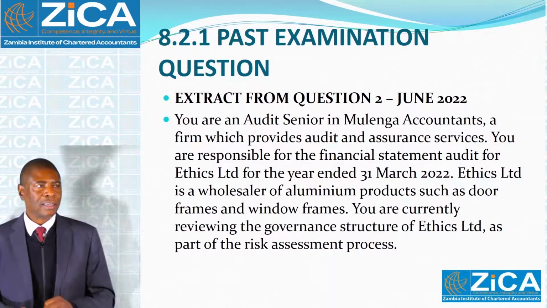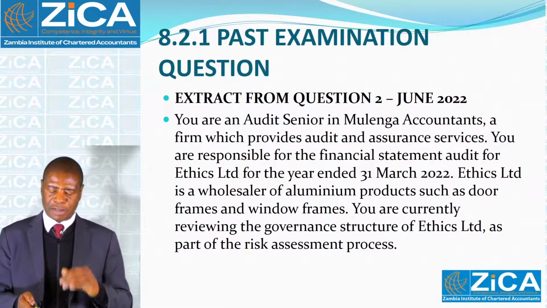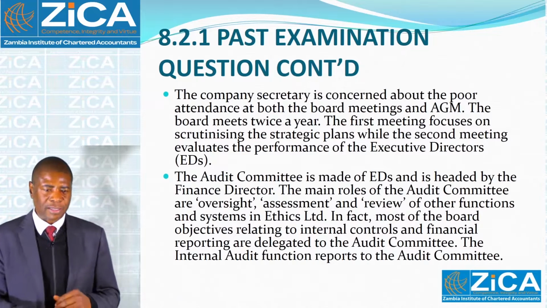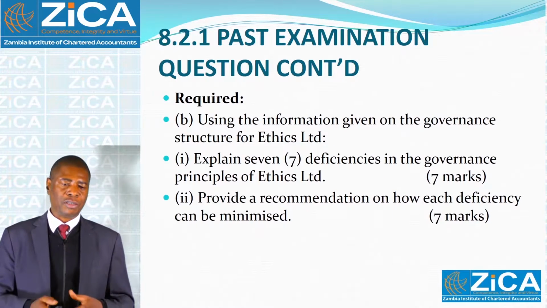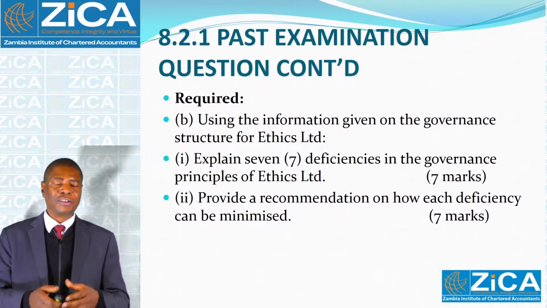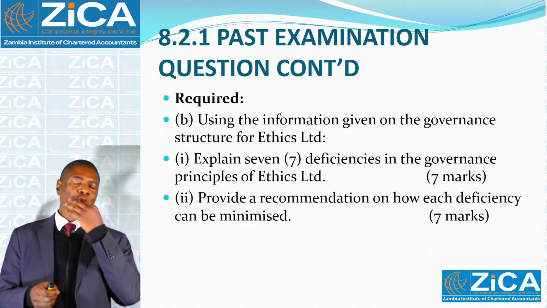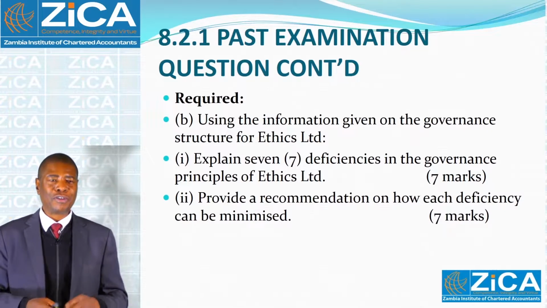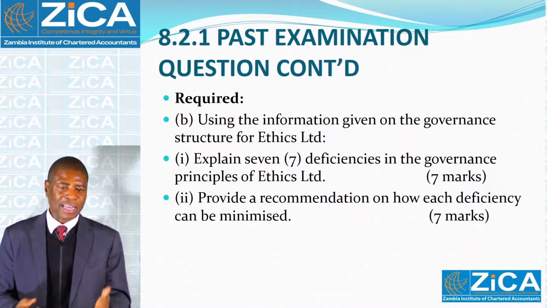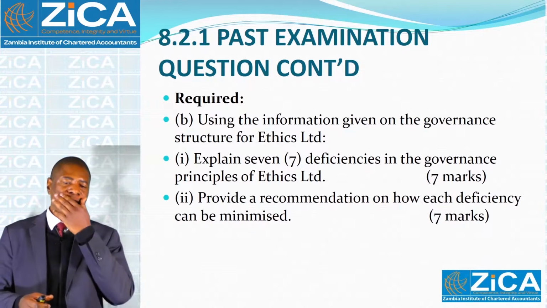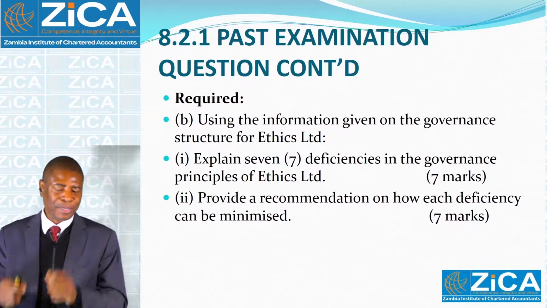So I did take a question from June 2022 examination about corporate governance. Yes, there's a lot of background information given in the question. When you are given a long question, one page, two pages, just know that's the simplest question, because a lot of things are just in there, it's just a matter of picking. Like the requirement said under B, using the information given in the governance structure of Ethics Limited.